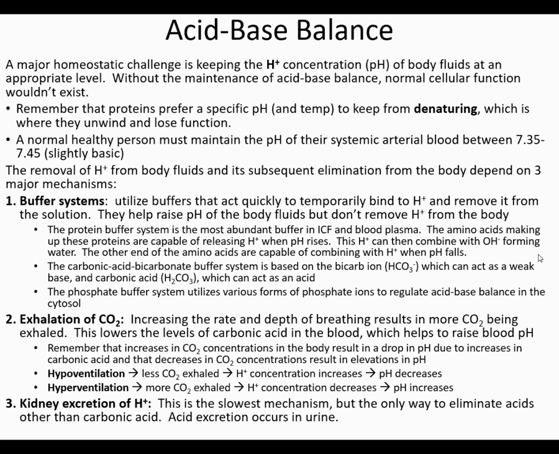A normal healthy person must maintain the pH of their systemic arterial blood between 7.35 and 7.45, which is slightly basic. Remember, 7.0 is neutral, so 7.4, right between 7.35 and 7.45, is what we like to see. It's really just very, very slightly basic.